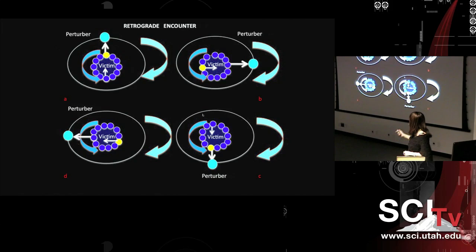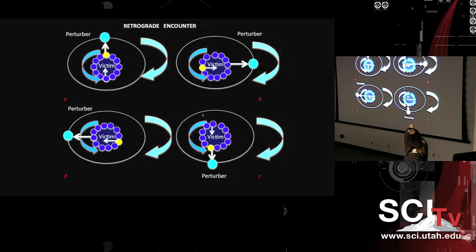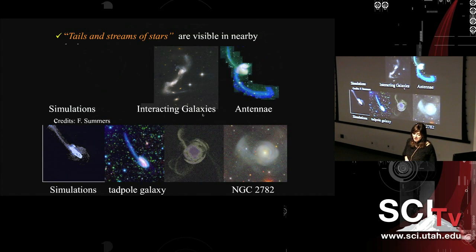When it's retrograde, it's also easy to understand. Now the victim, the little dwarf, is rotating in this direction, but the perturber is going in the other direction. If you follow the sequence now clockwise, A, B, C, D, the star is feeling the perturber, but then after a little time, the star is going in the opposite direction to the perturber. So all the stars will be pulled back and forth all the time, and so they will not form the long tails anymore. So that's the process which is behind the formation of the tails. Now let me show you that these are real observations. Some are observations, some are simulations.